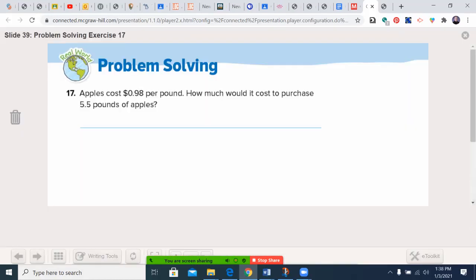Apples cost 98 cents per pound. How much would it cost to purchase 5.5 pounds? All right, go ahead and solve that problem by pausing the video. I'll see you on the other side. I'll come back. Let's see how you did. 5.39 or $5.39.